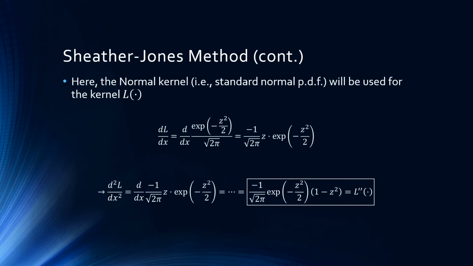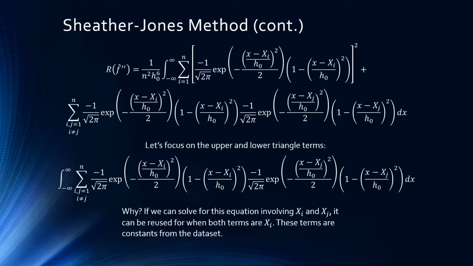So the normal kernel is going to be the kernel that we're going to focus on for the kernel L, and this is simply just the second derivative. So applying that second derivative of the normal into the R(f hat double prime), we get this, which looks pretty big, kind of scary, but we're just going to focus on the upper and lower triangle, right? The reason is that for xj equal to xi, you're going to get the diagonal. So we could just reuse the closed form solution for this, like in the previous example for the h function, we're just going to apply the entire thing to all the ij elements.